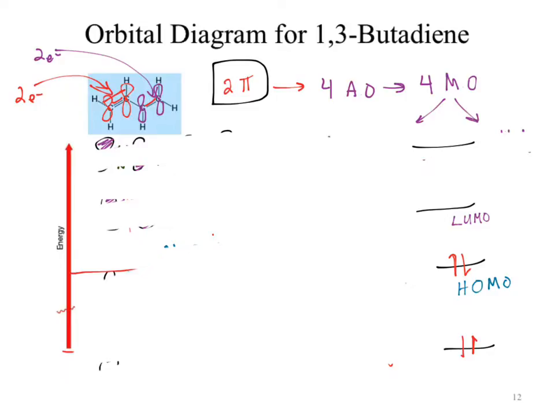When we're talking about electronic transitions, the electronic transitions are typically happening between the HOMO and the LUMO orbitals. So when we're looking at UV light, that is our highest energy or our biggest intensity signal.